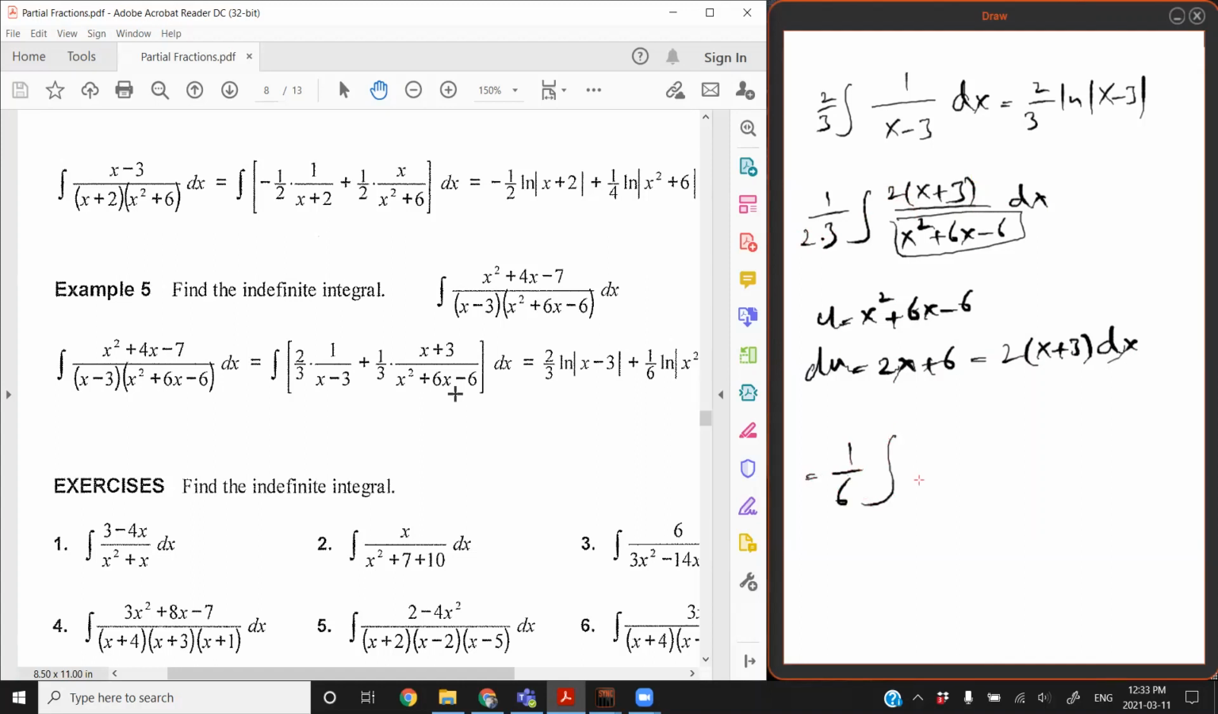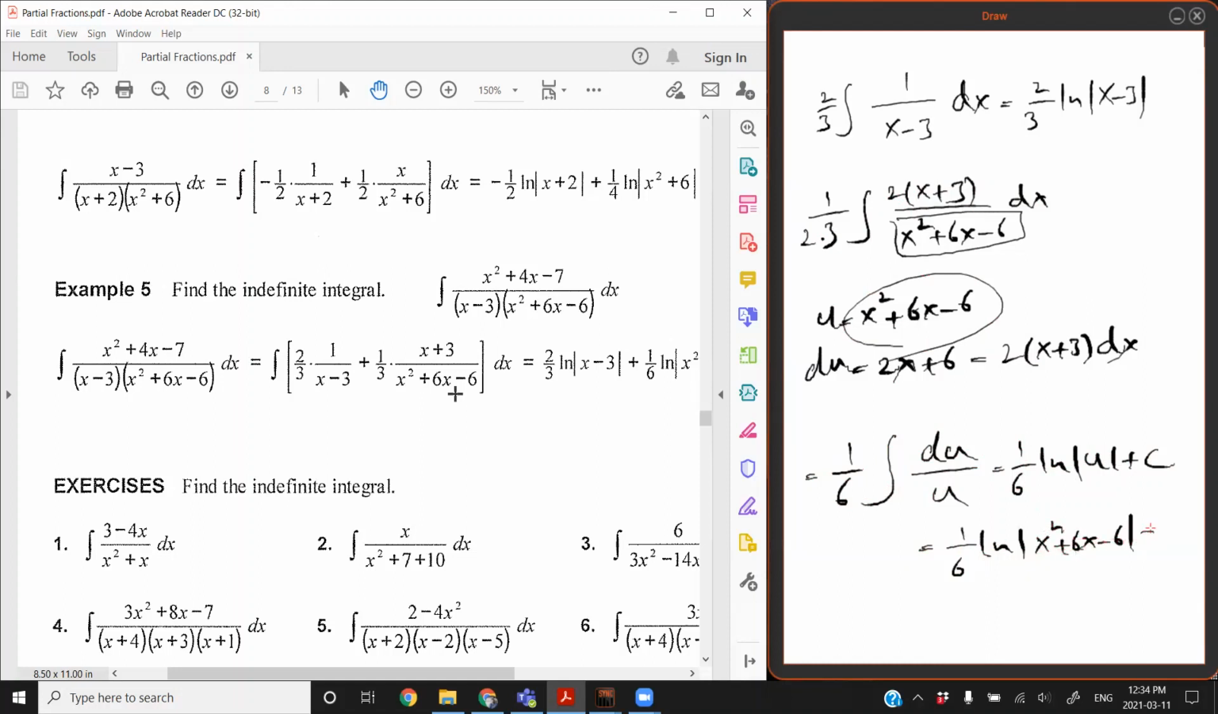1/6, du on top. Everything here is du over u. So it's 1/6 ln of absolute value of u plus c, where u is this, x squared plus 6x minus 6, plus c. So the final answer is going to be this plus c.